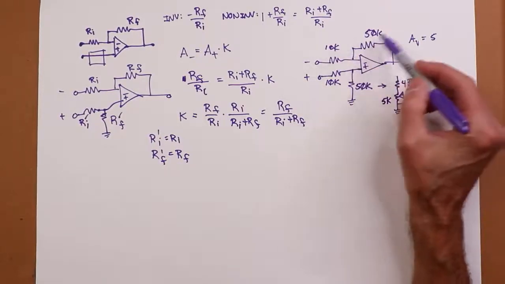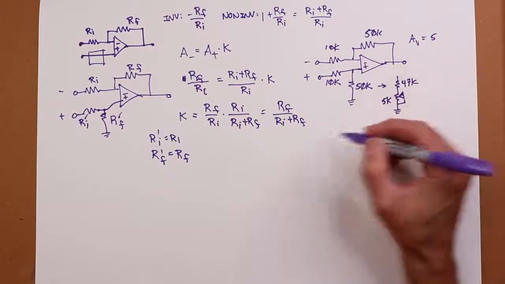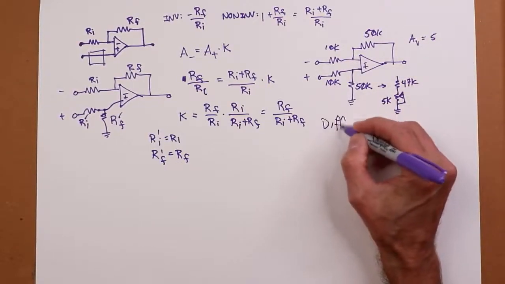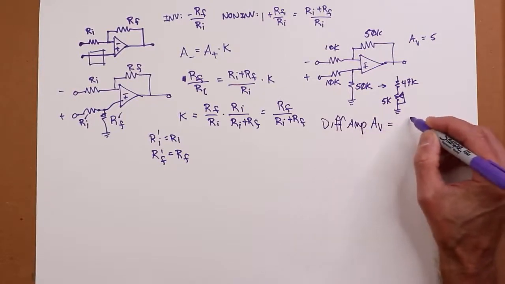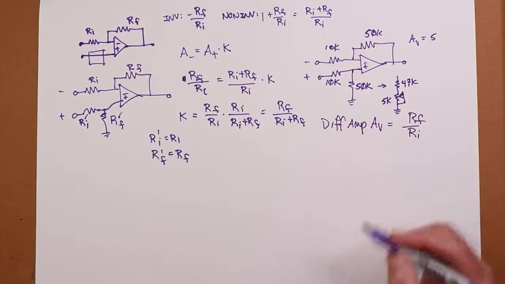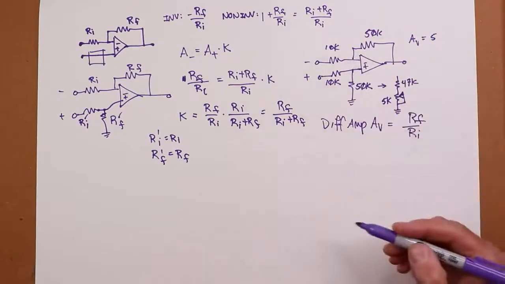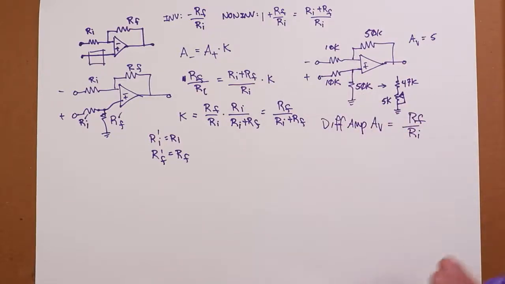And you just look at the gain as RF over RI, right? So your diff amp's gain is just RF over RI, right? So you say, well, it's V plus minus V minus times the gain, there's your gain, you get the output.